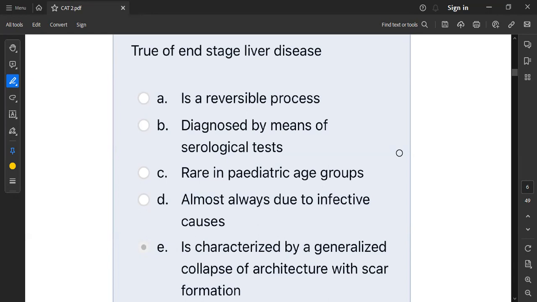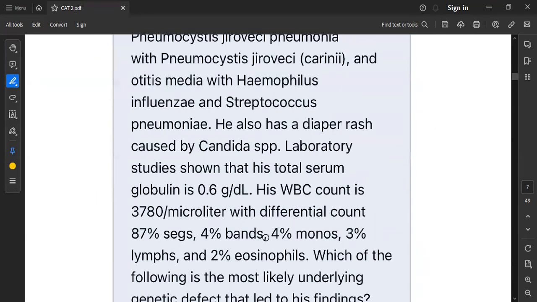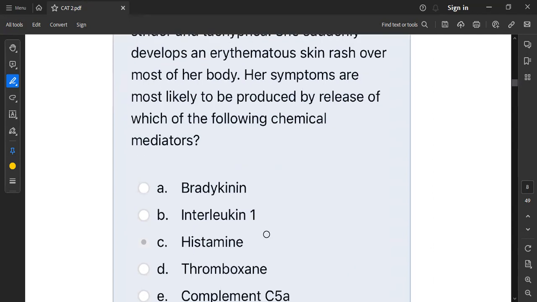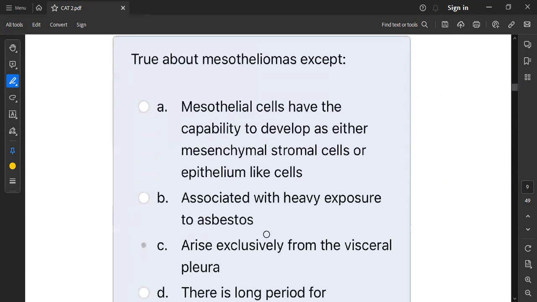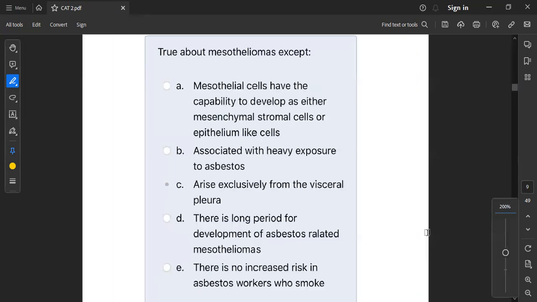Okay, I think we can move to the next if there are no questions. That would be question 7. True about mesotheliomas, except: mesothelial cells have the capability to develop as either mesenchymal or stromal-like cells; associated with heavy exposure to asbestos; arise exclusively from the visceral pleura; there is a long period of development of asbestos-related mesotheliomas; and there's no increased risk in asbestos workers who smoke. Maybe we can answer this and then go back.